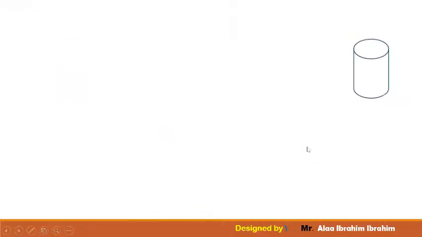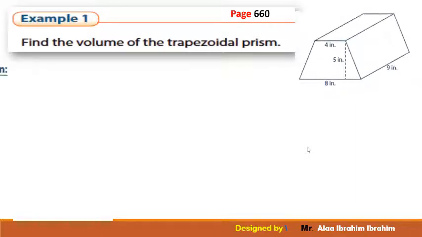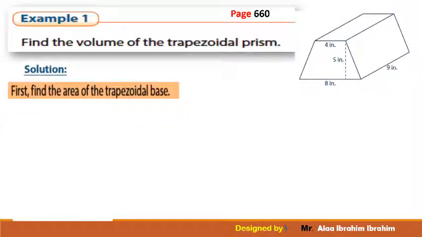So now we're going again to the page of my example. First, I have to find the area of the trapezoidal base here. Find now the area for this. How to find the area? Again, this is B1, this is B2, and this is your height.